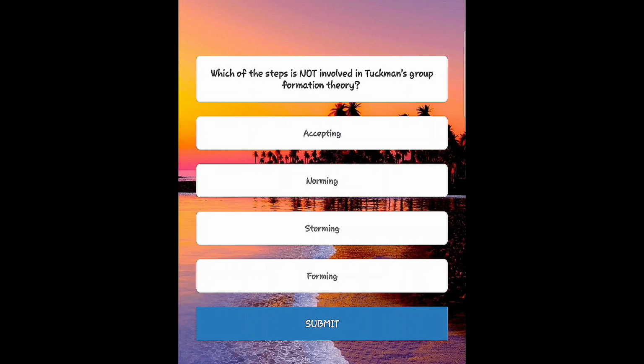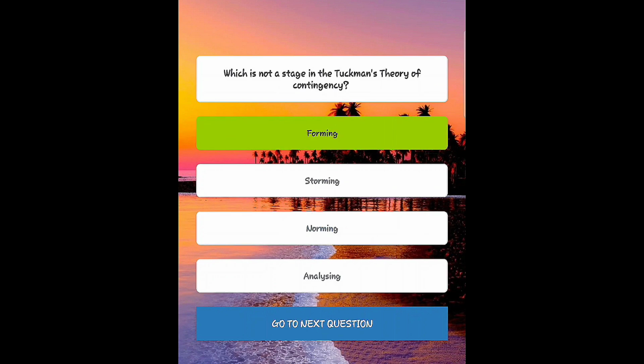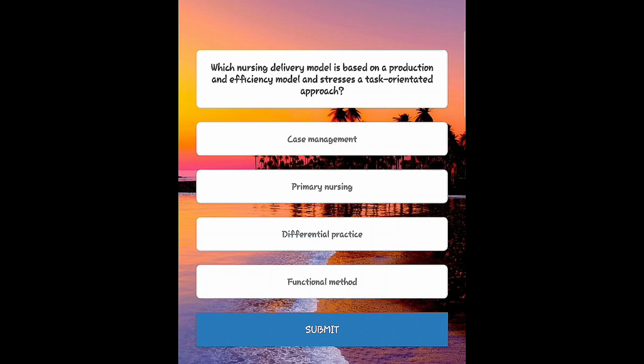Which of the steps is not involved in Tuckman's group formation theory? Now, this is something that we probably have heard before in School of Nursing. So there's like norming, storming, forming. I think it's accepting that it's not there. Yeah. Which is not a stage in Tuckman's theory of contingency? Okay, this is a different question. Forming is the answer. Which nursing delivery model is based on a production and efficiency model and stresses a task-oriented approach? This should be case management or functional method.